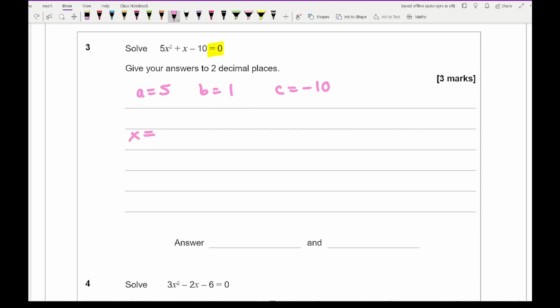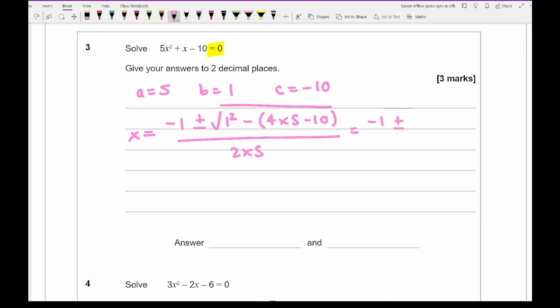So substituting numbers in, I get minus 1 plus minus the square root of 1 squared minus 4 times 5 times minus 10, all divided by 2 times 5. So that becomes minus 1 plus minus the square root of 1 squared, which is 1, minus 4 times 5, which is 20, times minus 10, which is minus 200. So that becomes 1 plus 200, all over 10. So that becomes minus 1 plus minus root 201 divided by 10.